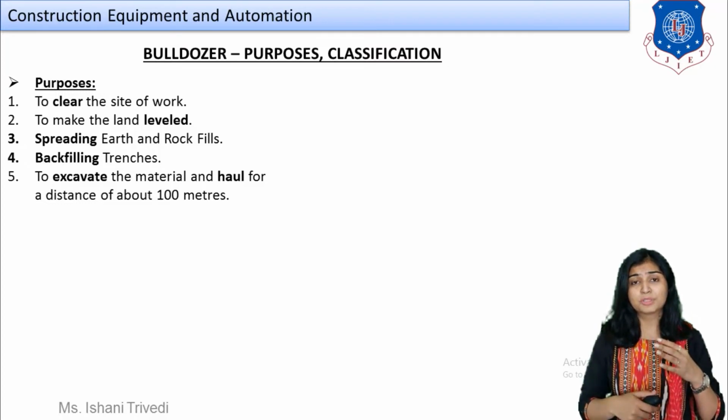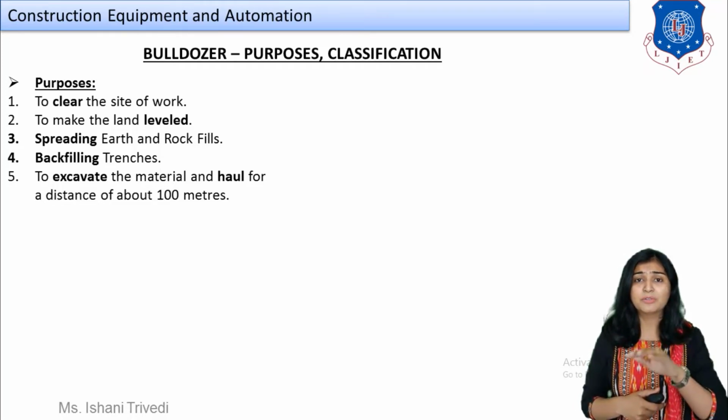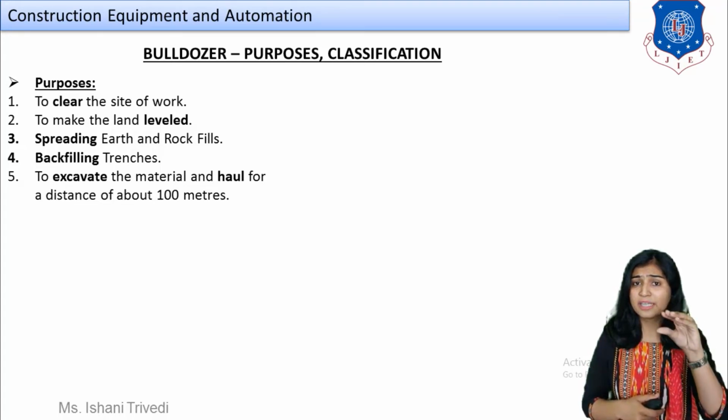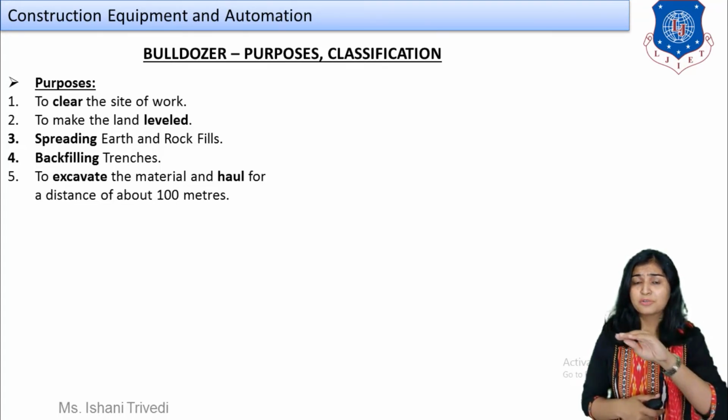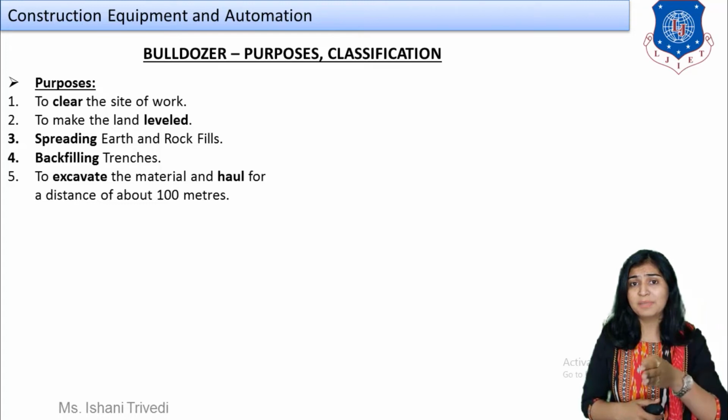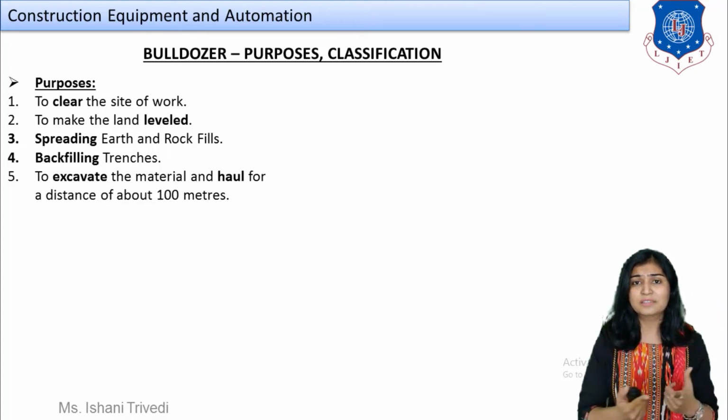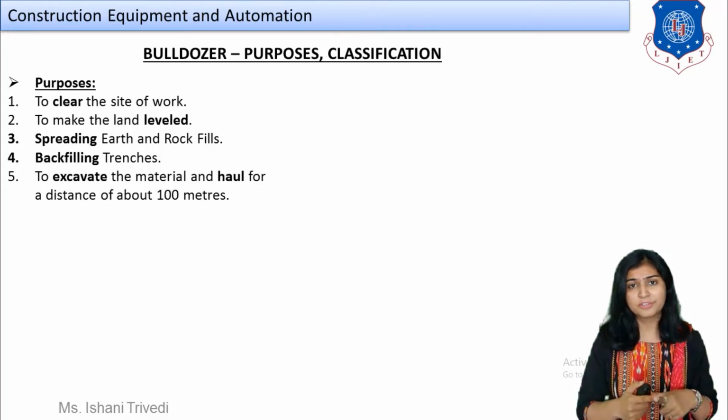If you want to start the excavation work, if you want to start the foundation work, then you always have to level the surface first, right? For that you will have to carry out excavation at a certain depth, a certain cut. You will have to remove the material, replace it, and level it, right? So for all these purposes, to clear the site of work, this is used.